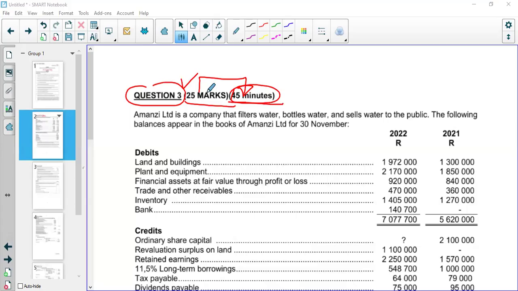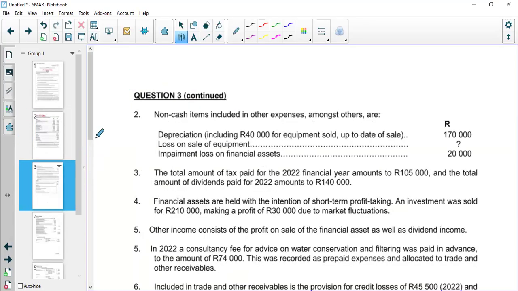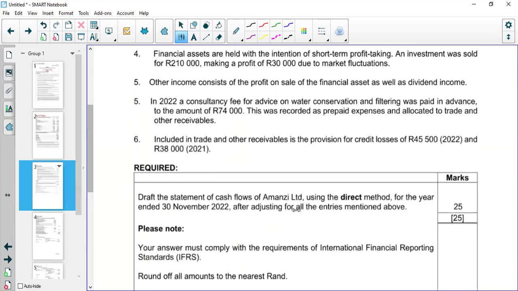All right, now we get started. So we go to the required. The required wants us to prepare a statement of cash flows, and we must use the direct method.